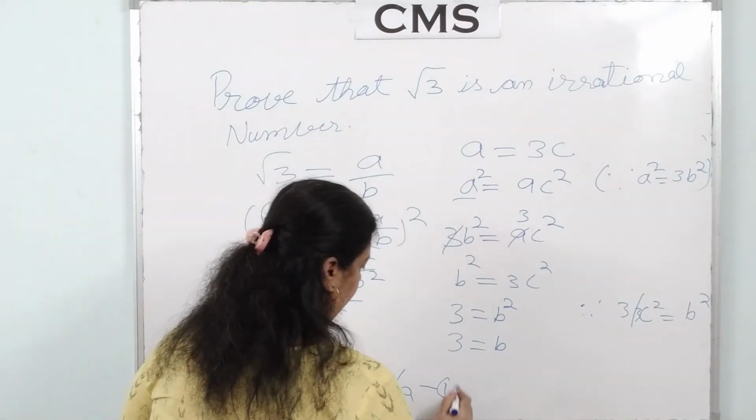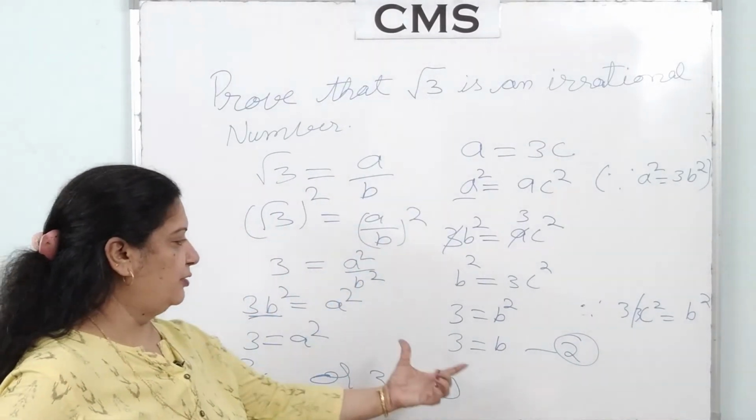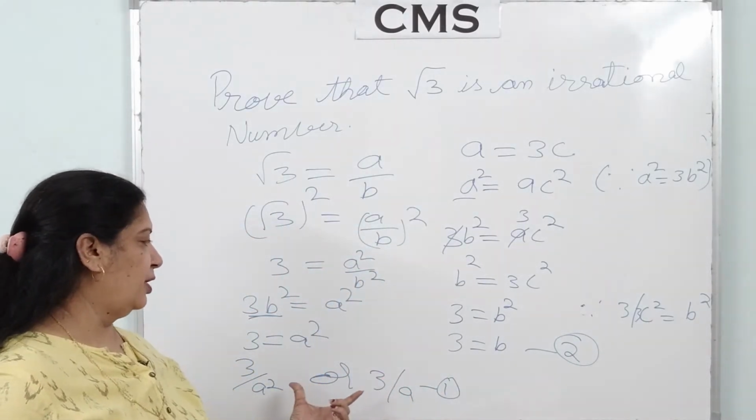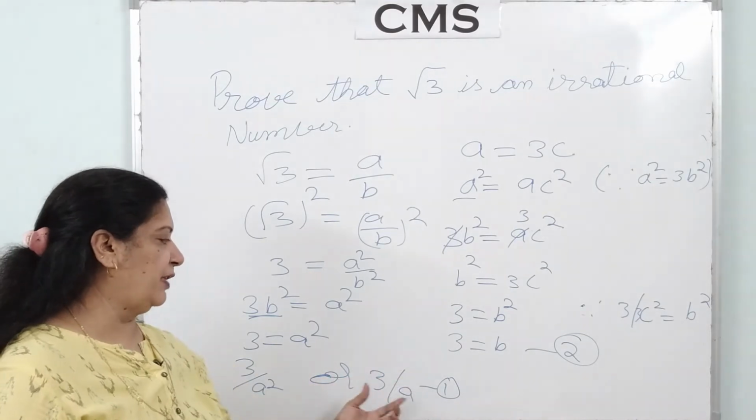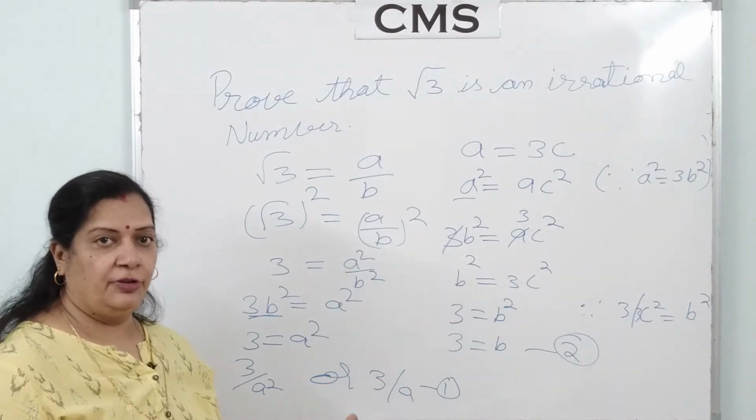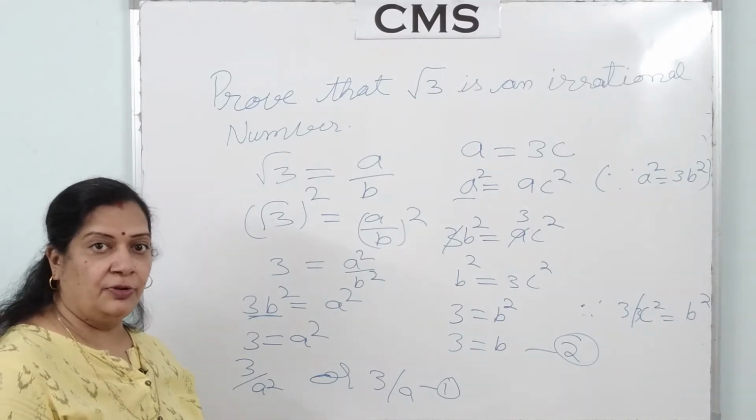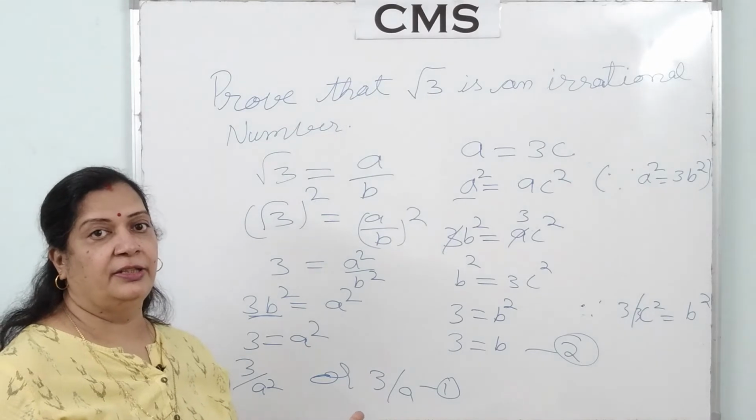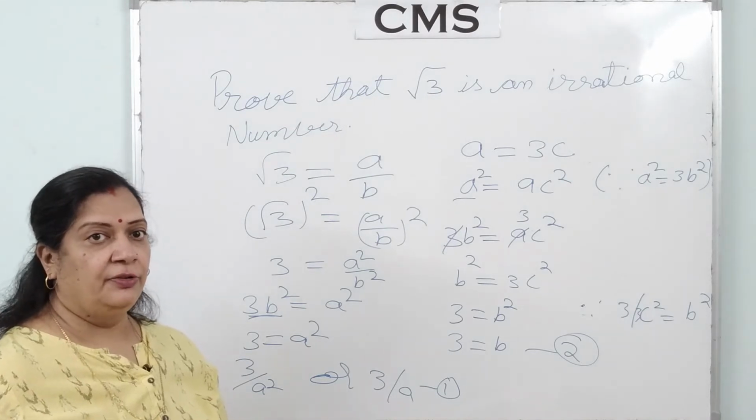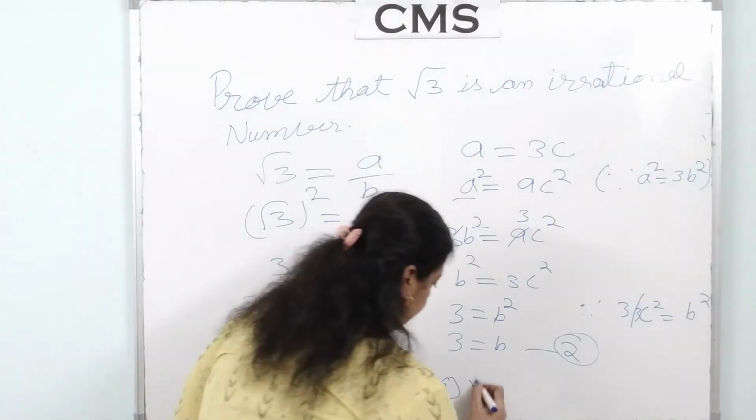So according to 1 and 2, we obtain that 3 is a common factor between a and b. But on the contrary, we know that a and b are co-prime numbers and they don't have any factor except 1. So root 3 is an irrational number.